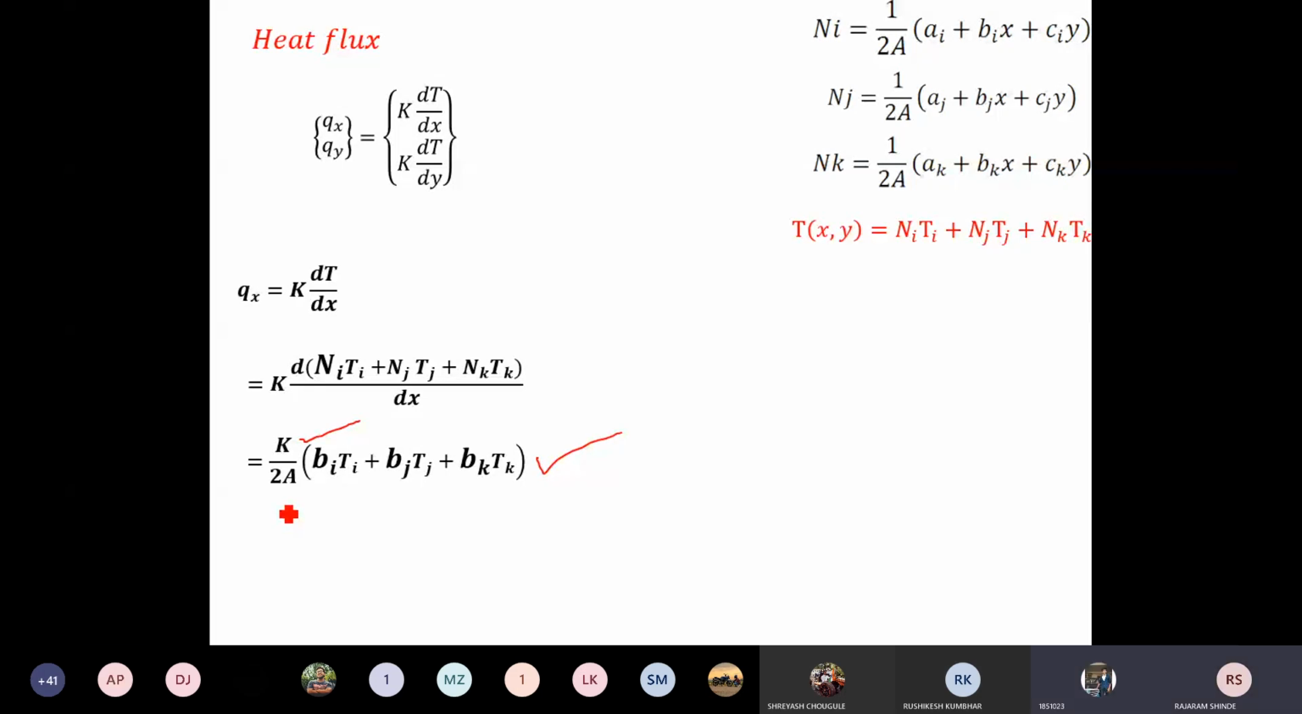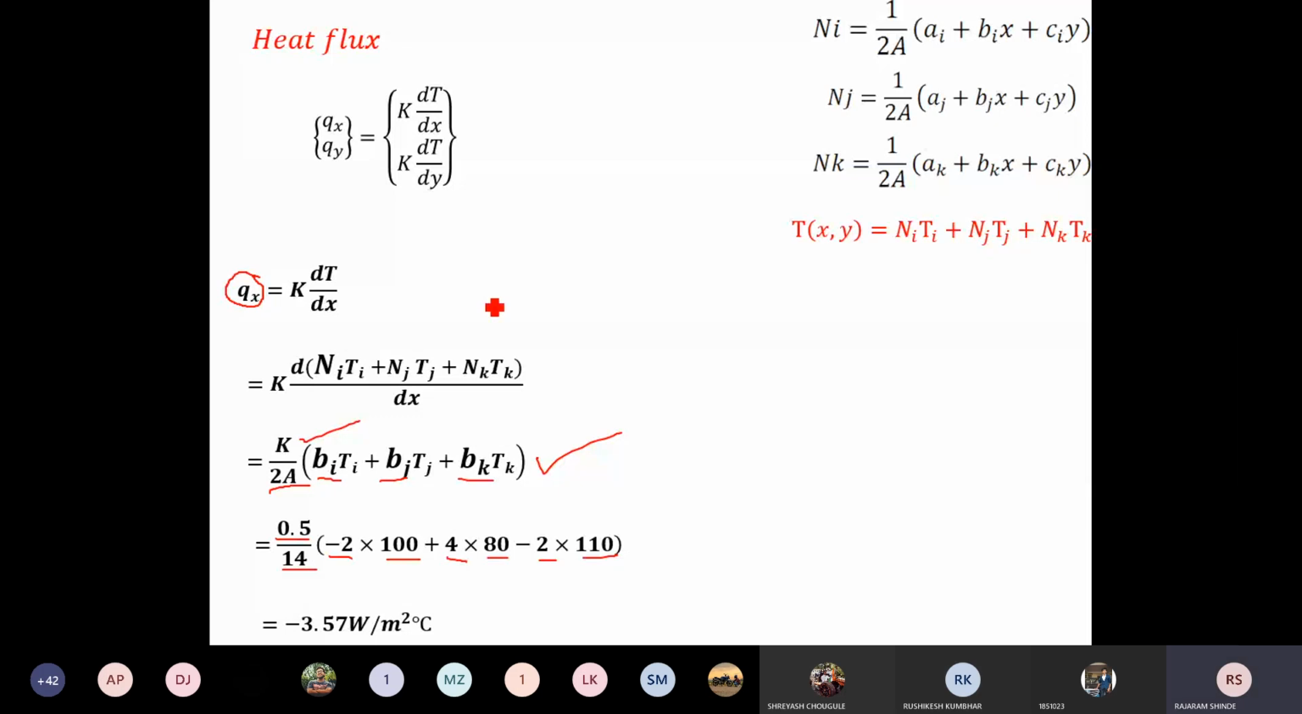K is 0.5. 2a we have calculated, it is 14. Bi, bj, and bk also we have calculated. Now you put the values. See here, this is your K, this one is your 2a, this is your bi, ti, this is your bj, tj, this is your bk and tk. After doing this calculation, you will get minus 3.57 watt per meter square degree centigrade as Qx. We have calculated Qx. Okay.